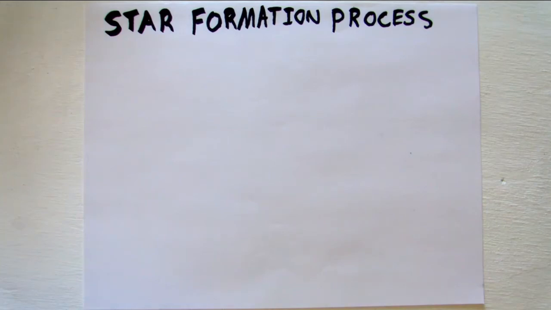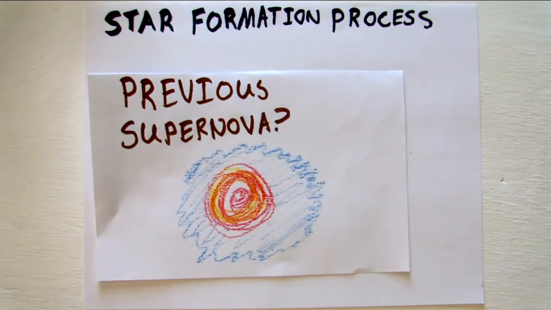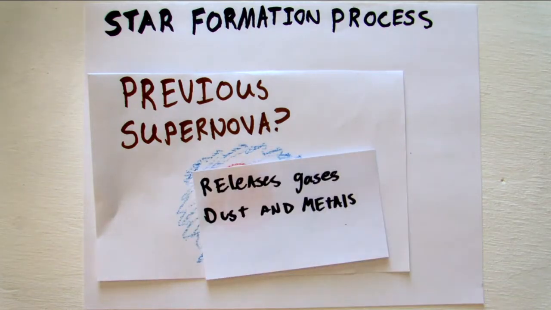Stars, star formation process. So you're going to learn how a star is made. Now, many stars are formed from dust from a previous supernova. So it can release gases, dust, and metals. Now, of course, in astronomy, metals is anything heavier than helium.